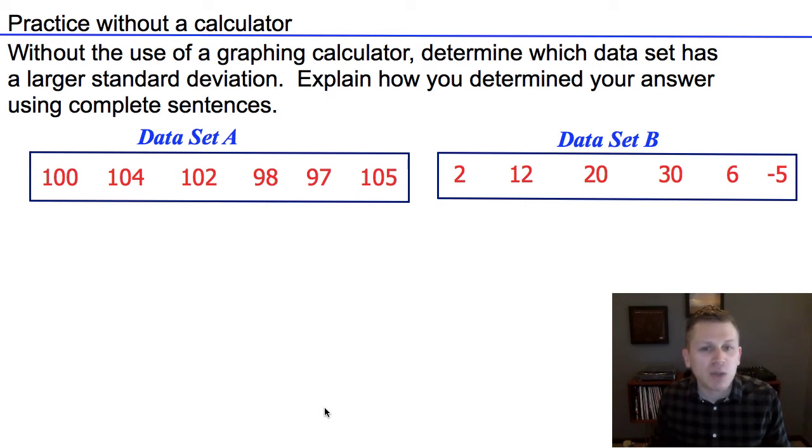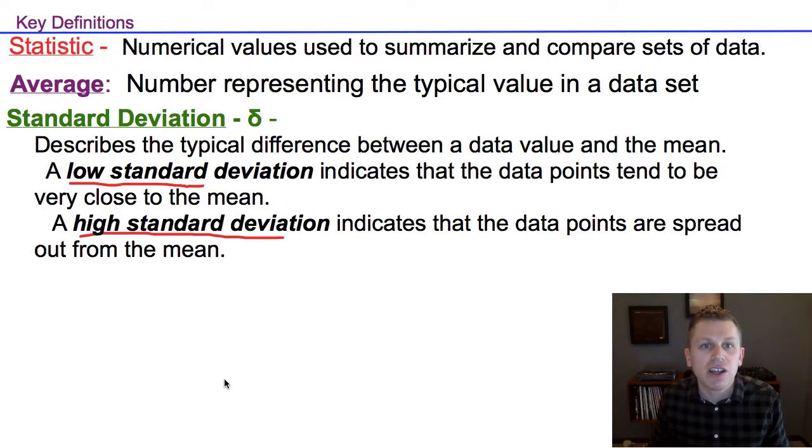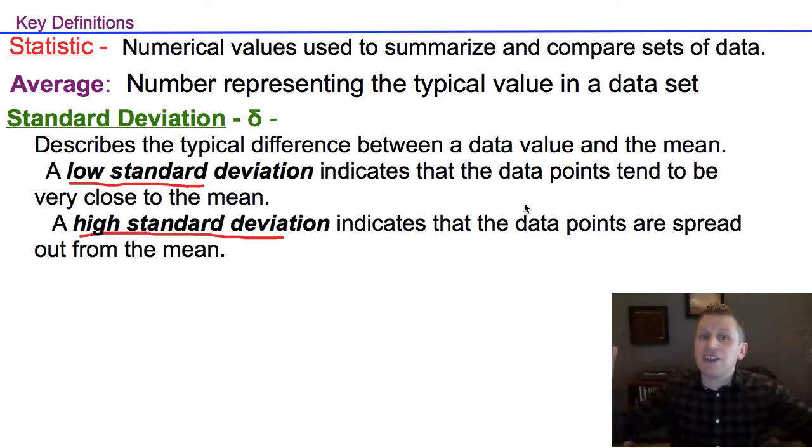To answer this question, we really want to go back and think about what is the definition of standard deviation. Remember that standard deviation describes the typical difference between a data value and the mean. A low standard deviation indicates that the data points will be very close to the mean, where a high standard deviation means that they'll be more spread out.